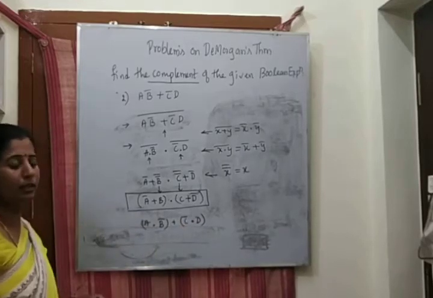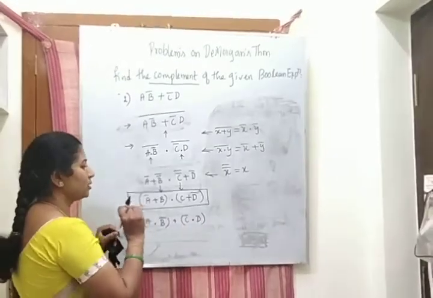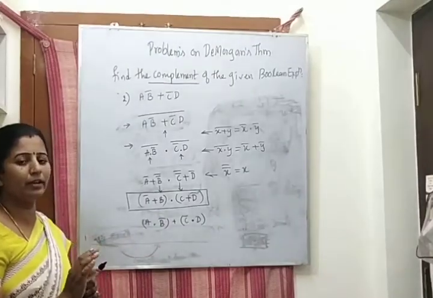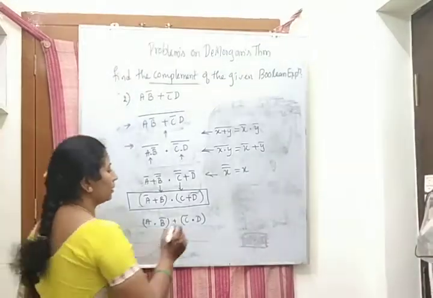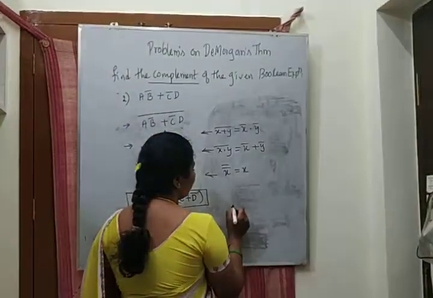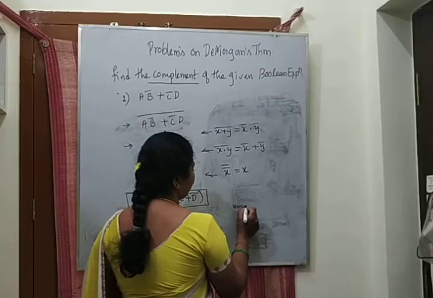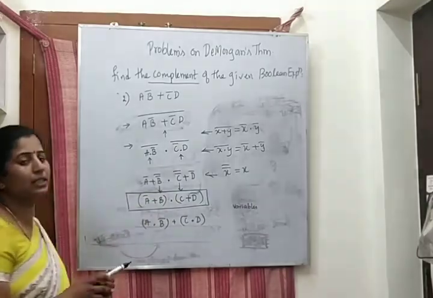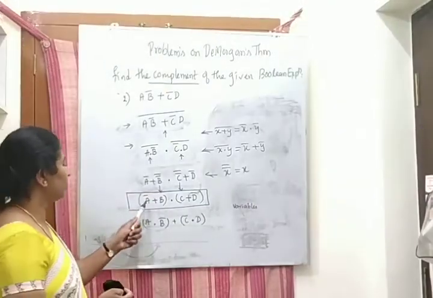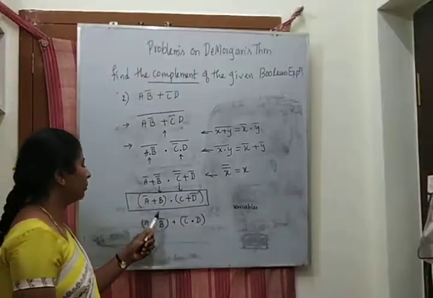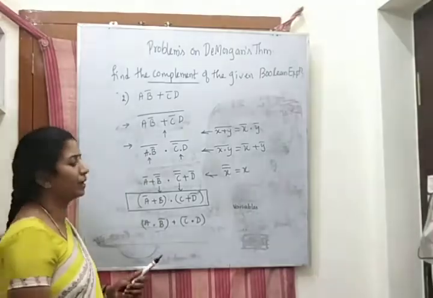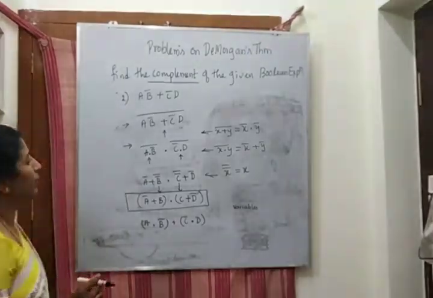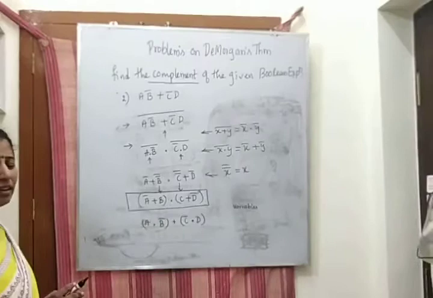Did you get it? See, it is quite similar to duality, but it is not duality, because in duality the variables remain the same. Here the variables get complemented, and the complemented variables get uncomplemented. That is your complementation of the given Boolean expression.